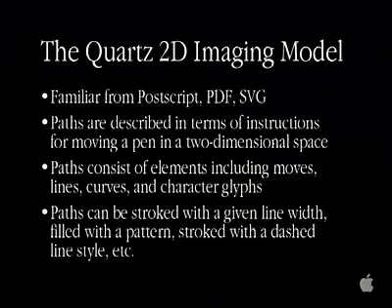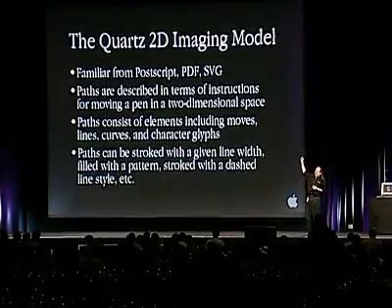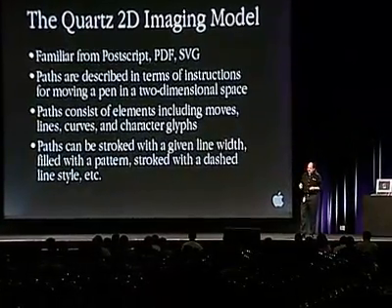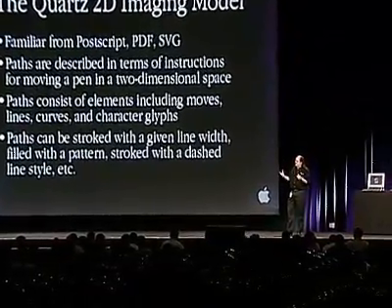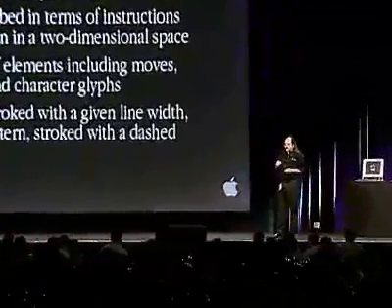So the Quartz 2D imaging model. You've all seen it before. You saw it in PostScript. If you're a web developer, you're starting to see it again in SVG. And the idea in the Quartz 2D imaging model is that you describe how you want to move a pen in a virtual two-dimensional space. These moves consist of things like go here, draw a line to there, draw a curve over here, and then once you describe this path, you can take that path and fill it, or you can stroke it, and you can stroke it with a dashed line style and that sort of thing.